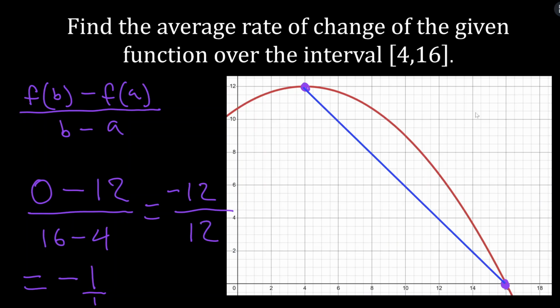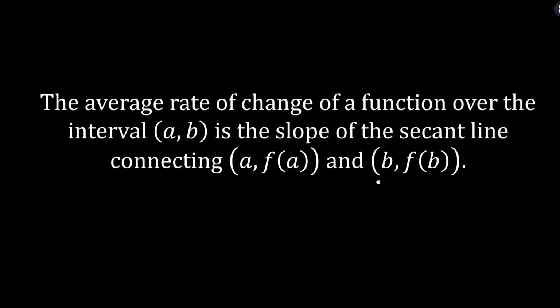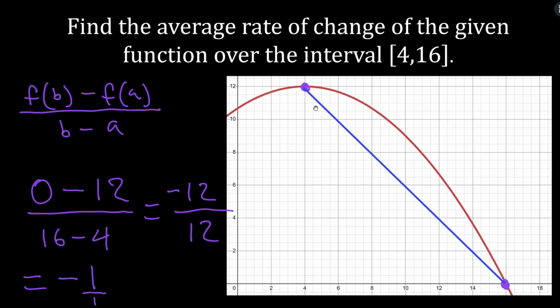And so this leads us to a really important connection between average rate of change and the slope of a line. And this is called a secant line. A line that intersects 2 points, that goes through 2 points on a graph like this, is called a secant line. And what we can conclude is that the average rate of change of a function over an interval is the slope of the secant line that connects the 2 points, right? So we have this secant line that's connecting these 2 points. The slope of this line is exactly the average rate of change.